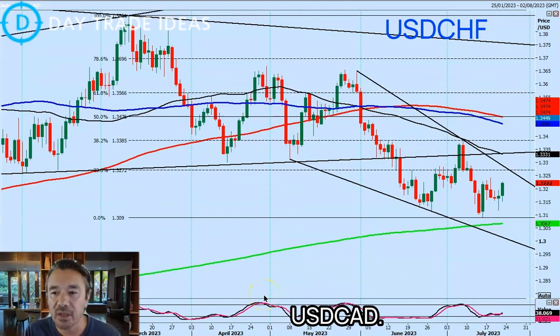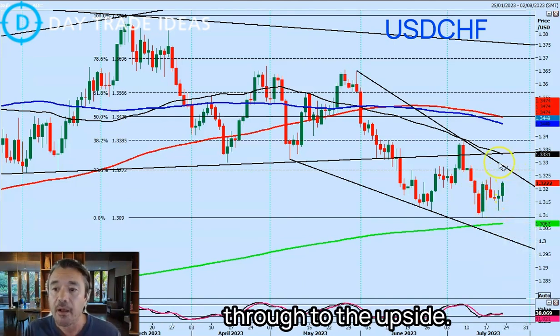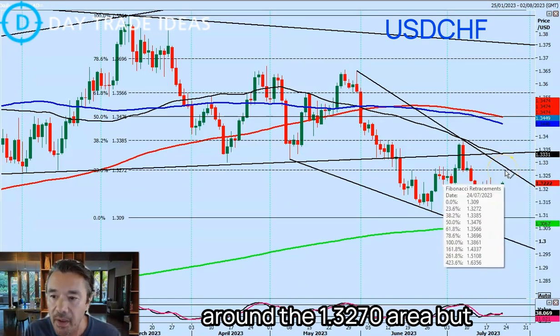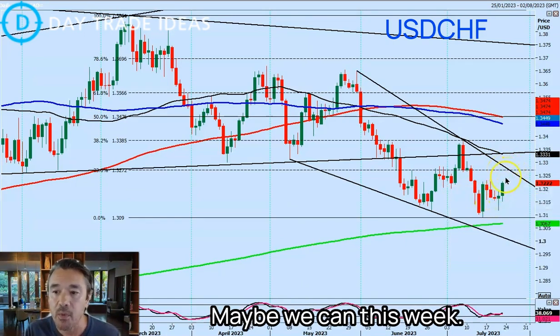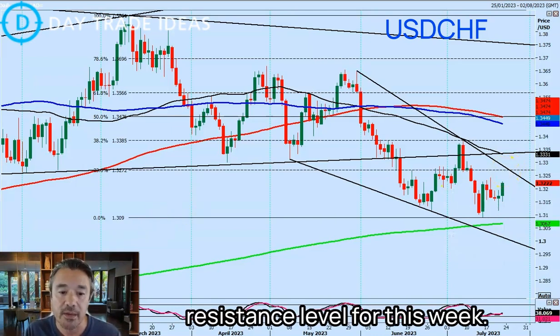Dollar versus the Canadian dollar has been really tricky to trade. We had this bullish engulfing candle. We just didn't follow through to the upside. We do have resistance around the 132.70 area, but we're struggling to get there. Maybe we can this week. That will be the key resistance level for this week.